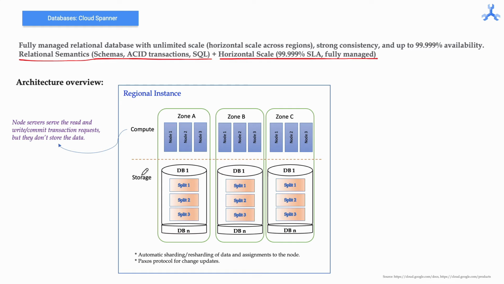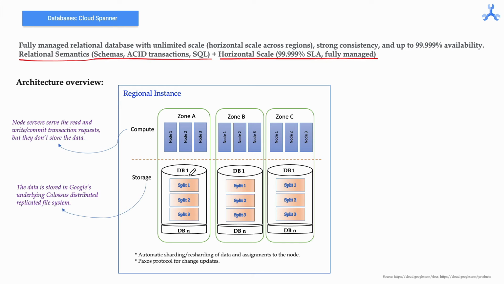Data is stored in the storage layer, and this storage layer is based on the Colossus distributed replicated file system. Google uses the Colossus file system for most of its storage, in fact across a lot of database systems as well. So within a zone, you have the compute nodes, and then as part of storage, you can have multiple databases, all the way from DB1 to DBN.